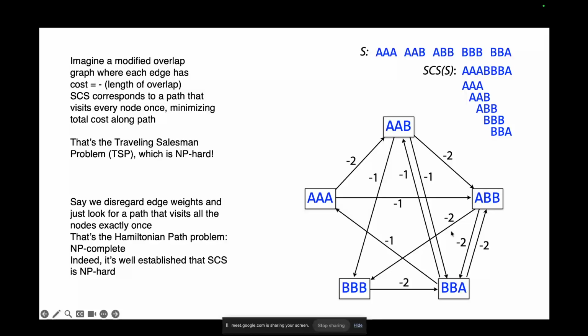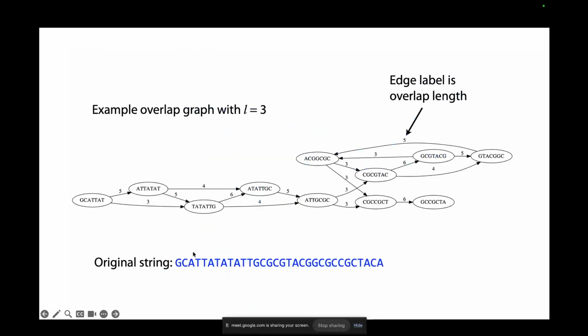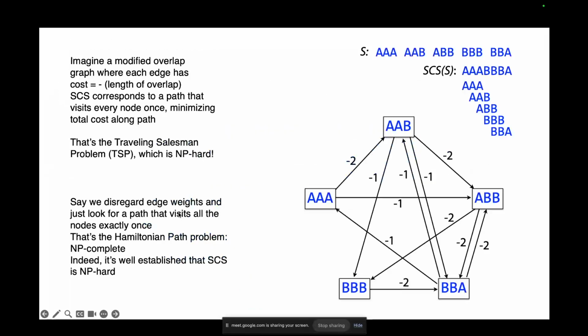So say for example you have a modified overlap graph where each edge has a cost. So if you travel through that edge, because there will be multiple options, right? From one node to another, there will be multiple ways to travel, right? So you have to put in an algorithm where the edge will have a cost which is proportional to the negative length of the overlap. So the shortest common substring corresponds to a path that visits every node once, minimizing the total cost along the path. So that would be the algorithm. Because there will be multiple paths, what you are going to do is develop a scoring system where according to the path that you travel, you are going to get a score.